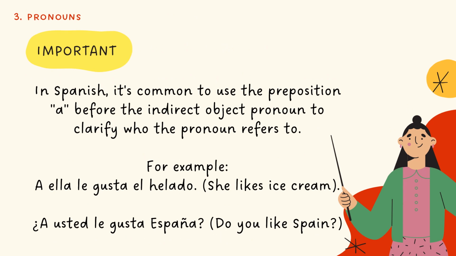In Spanish, it's common to use the preposition a before the indirect object pronoun to clarify who the pronoun refers to. Ejemplos. A ella le gusta el helado. ¿A usted le gusta España?